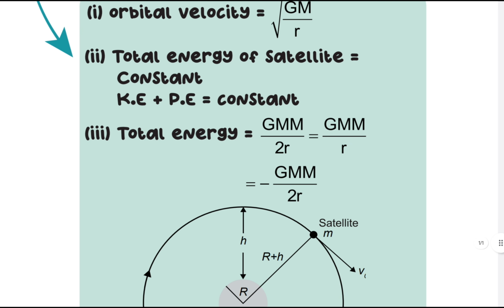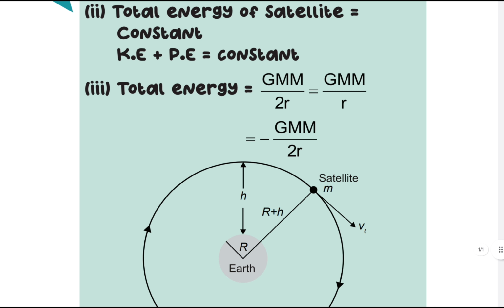Total energy of a satellite is a constant, that is, kinetic energy plus potential energy is a constant. Total energy equals minus GMm by 2r.